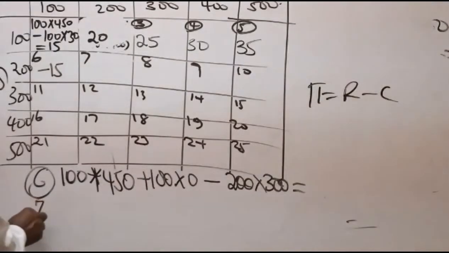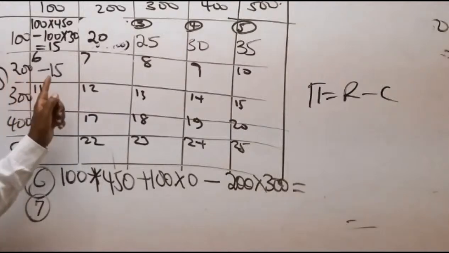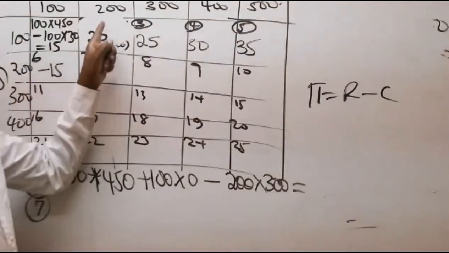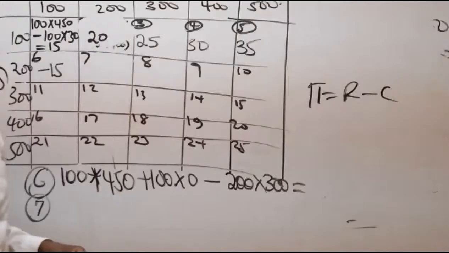So please go to number 7. Cell number 7 is a perfect match. Cell number 7, there is nothing to think about. Because here in cell number 7, we supplied 200. And how many of them have been demanded? 200. We supplied 200 and 200 have been demanded.